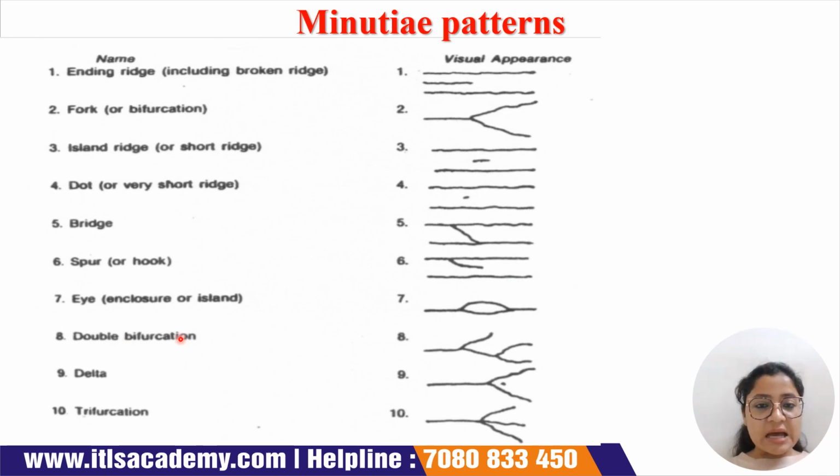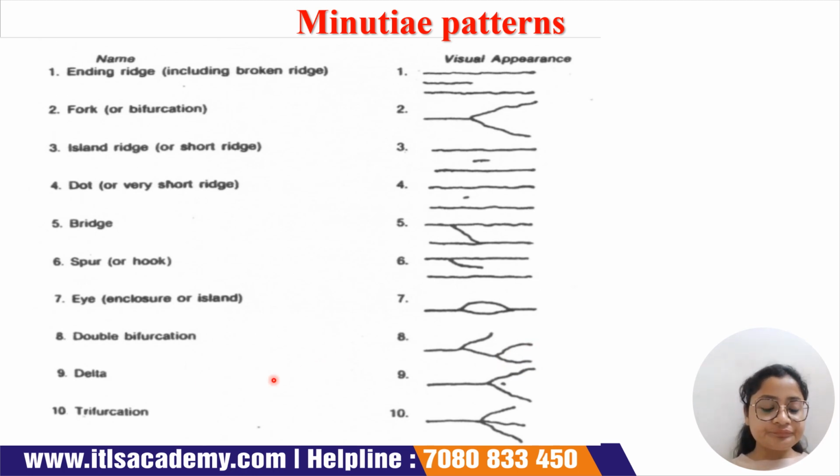Seventh one we have is eye. Eye because it's looking like an enclosure or an island. So see, exactly it's looking like an eyelid, isn't it? So it's known as eye. Then we have double bifurcation. See, one is only bifurcation or fork, number two as I showed you, and then at number 8 what we have is double bifurcation. So see, this is one bifurcation, this is another bifurcation, so double bifurcation.